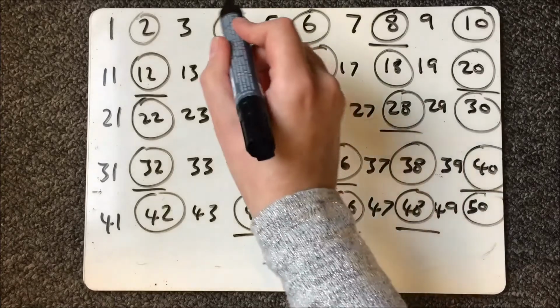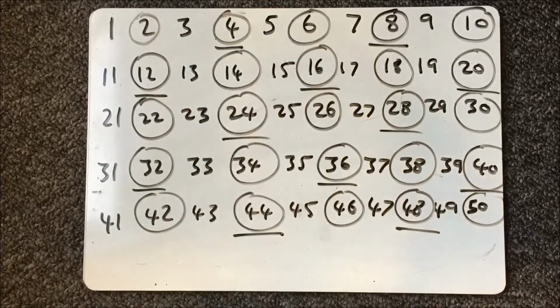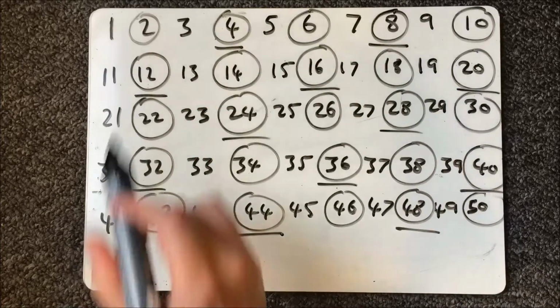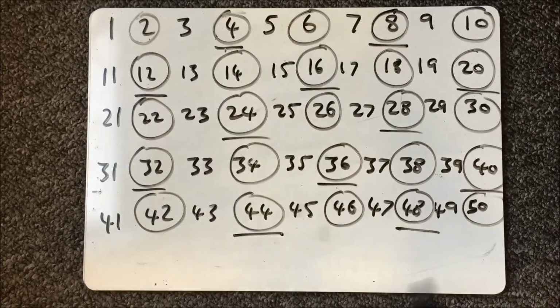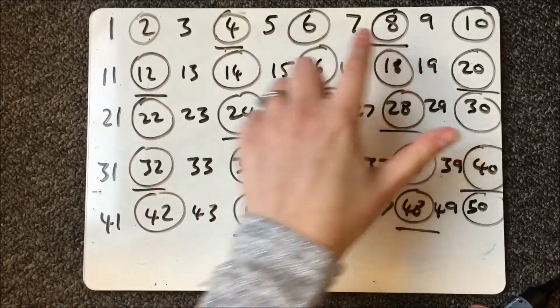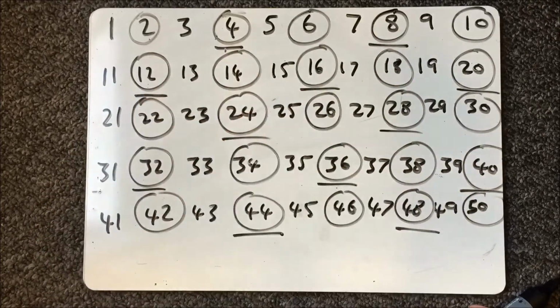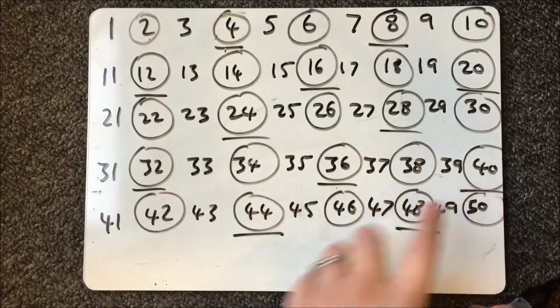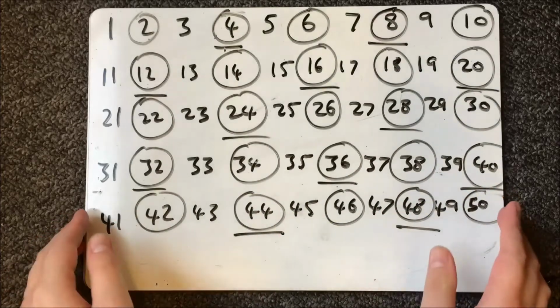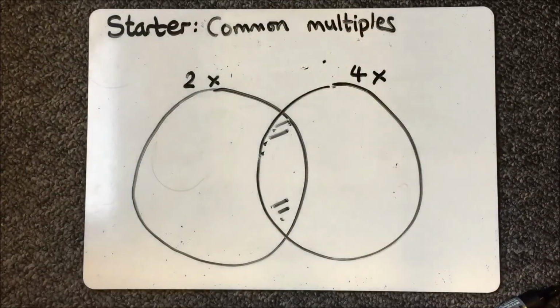That's right, the ones with the ring around and the line underneath are the numbers which are in the 2 times table and the numbers which are in the 4 times table. So any of these are multiples of 2 and 4. Let's use this to help us with our Venn diagram.